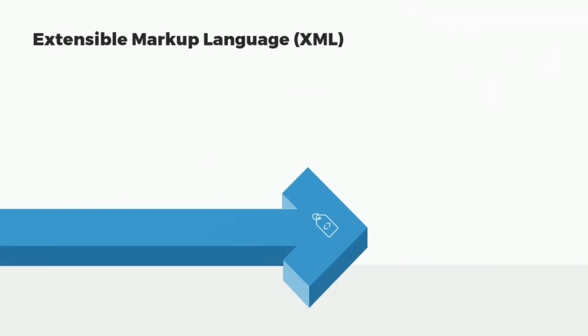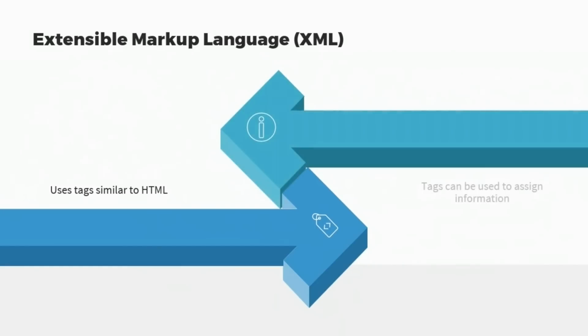XML stands for Extensible Markup Language, meaning that it is meant to be extended in terms of its capabilities. It still uses tags just like HTML, but the tags aren't just used to define formatting characteristics, but to assign and identify certain types of information. In short, the set of tags that can be used with HTML are predefined, whereas with XML, the tags can be just about anything.